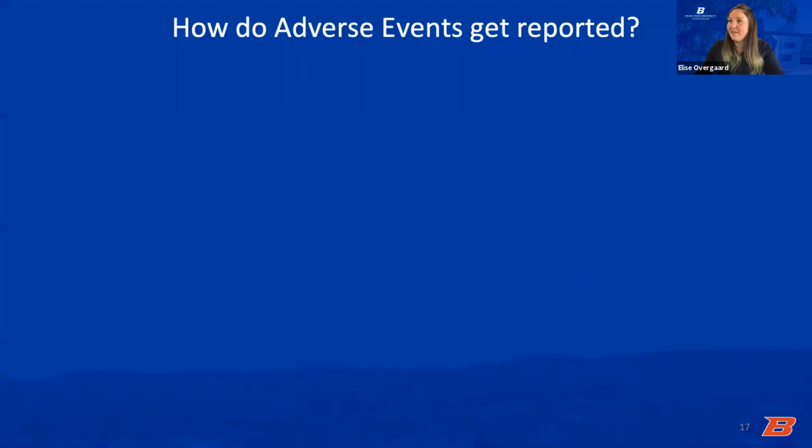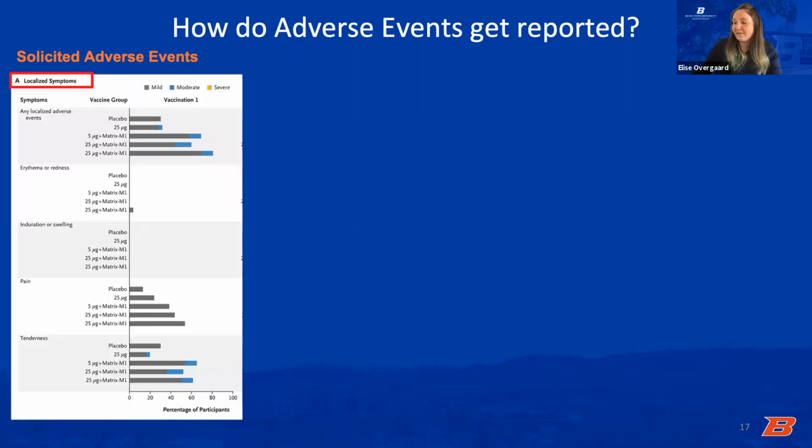Okay, so I want to go over how adverse events get reported in clinical trials, which is different than how they get reported after the clinical trials. Rachel will talk to you a little bit about that. During clinical trials, there are certain things that we know will happen with the vaccination. This is some data from the Novavax phase 1 trial. I'm just going to use it as an example.